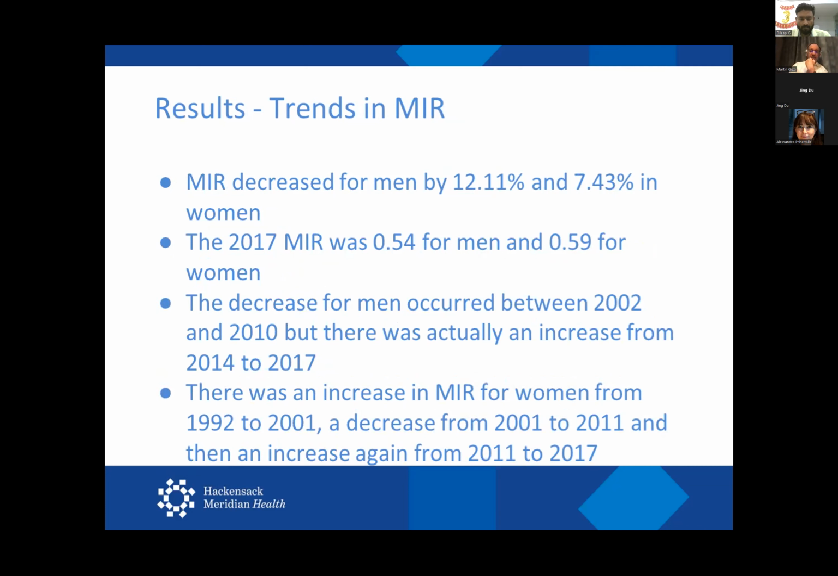And the decrease in that mortality rate occurred, again, in that middle period, 2002 to 2010, and then subsequently an increase at the end, which surprised us. Similar pattern for women: the decrease 2001 to 2011, and then an increase again in 2011 to 2017.